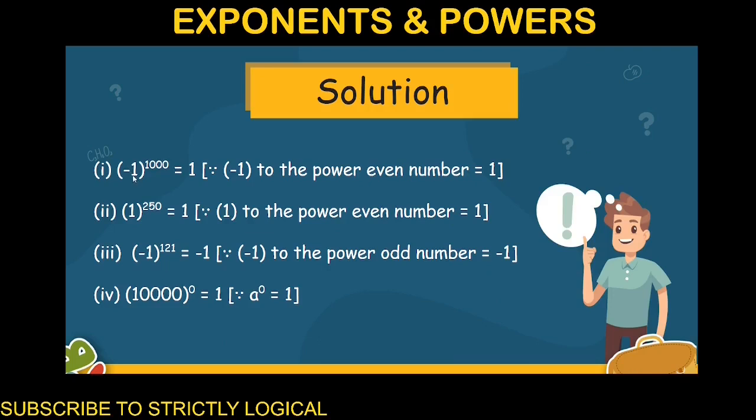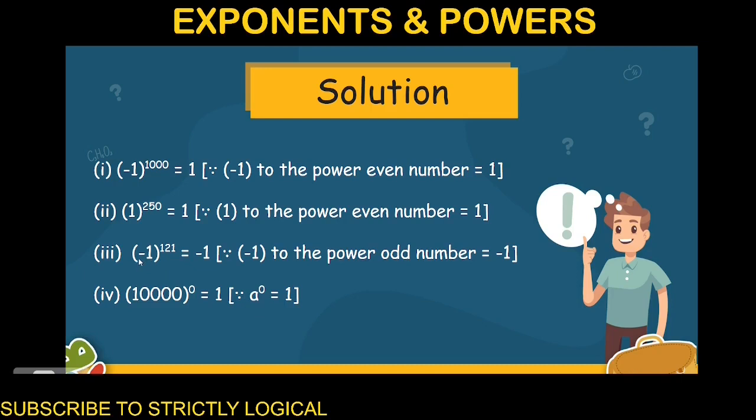To solve first question, minus 1 to the power 1000, its answer will always be equal to 1. And why so? Because a negative number taken to an even power gives a positive result because the pair of negatives cancel out. Here 1 to the power 250, 1 multiplied by itself n number of times will always give you 1 as the final answer.